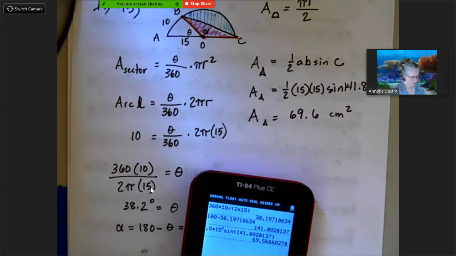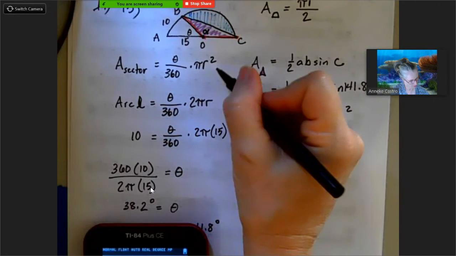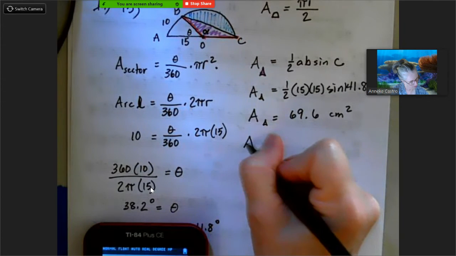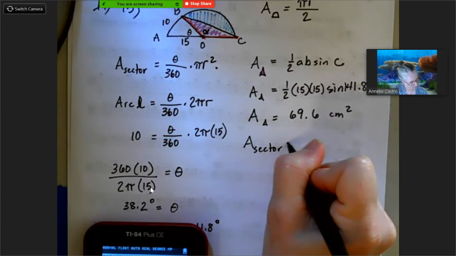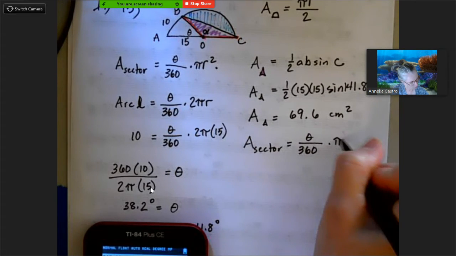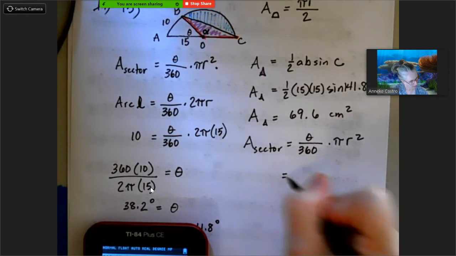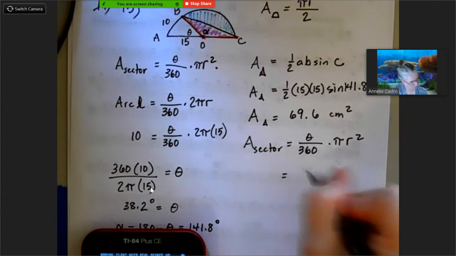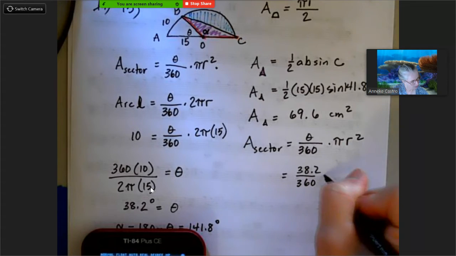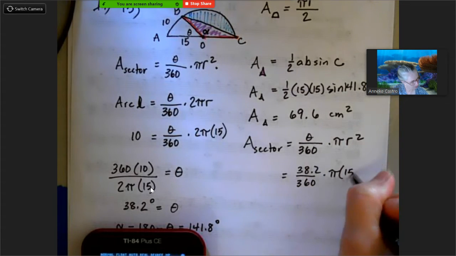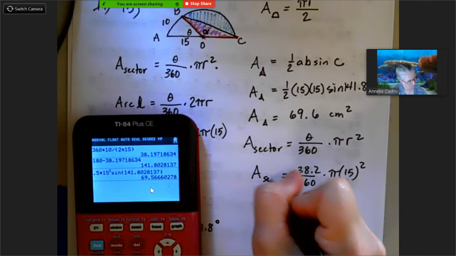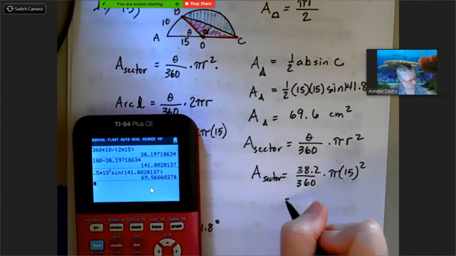Let's go ahead and do the sector next. I kind of buried my sector over there, so I'm going to do this one next. The area of the sector is equal to theta over 360 times pi r squared. So we now know theta is 38.2, over 360 times pi times 15 squared. Again, get out my handy dandy calculator. So this is the area of the sector.